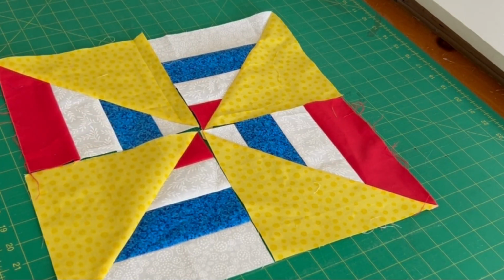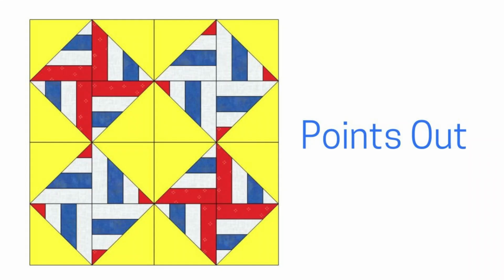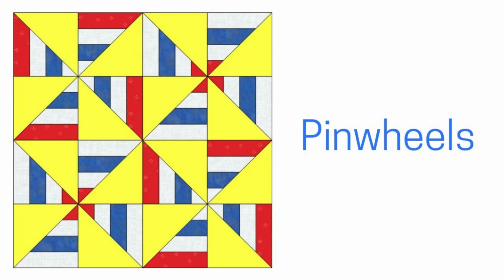So let's move to EQ8 and I'll show you some quilt designs there. Here are the 2 different blocks you can get with the points out. Remember, the points are the little triangles. Or we can rotate those points to form pinwheels. And it just depends on if you have that dark fabric stripe on the outside of the block or towards the center. So have fun playing with strip sets.